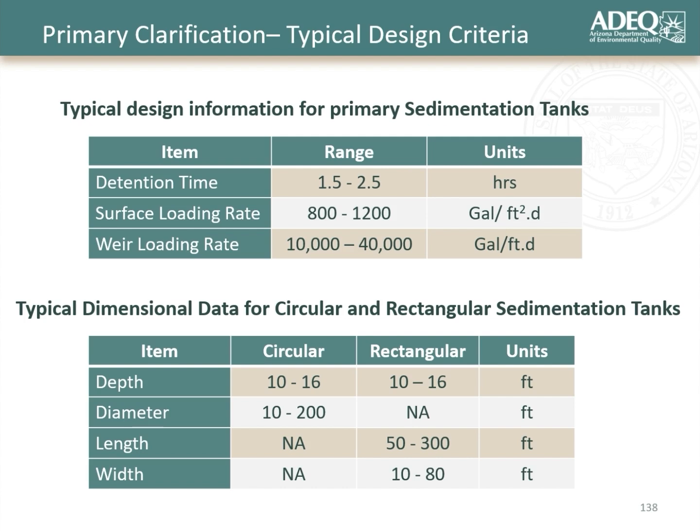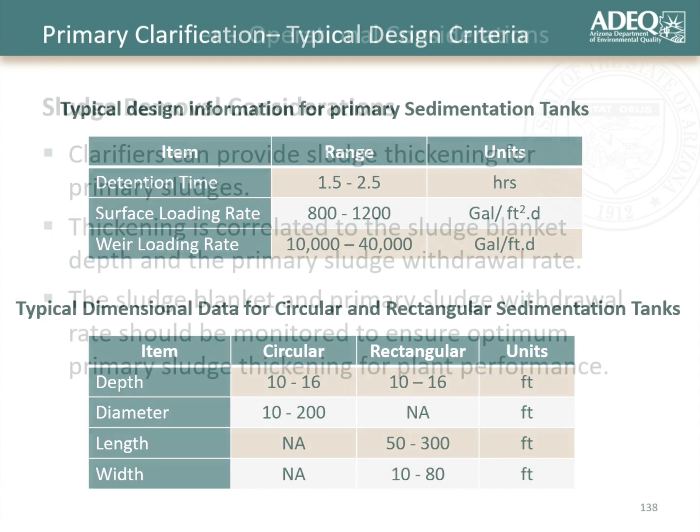And when we think about the differences between the design of the circular versus rectangular clarifier, typical depths are between 10 to 16 feet for both. The diameter for a circular clarifier is between 10 to 200 feet. Rectangular clarifiers do not have a diameter. The lengths of a rectangular are typically between 50 to 300 feet, and the width is between 10 and 80 feet. But every design is unique and different. As long as it's designed for your facility and for the wastewater being fed to the system, it should be sufficient.